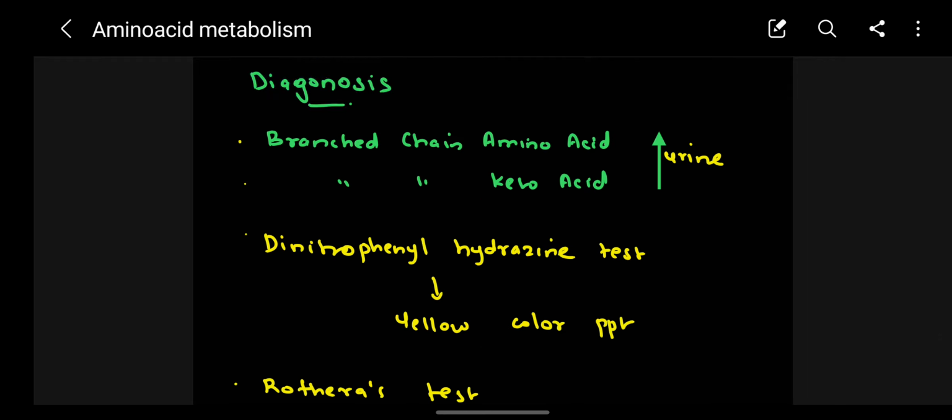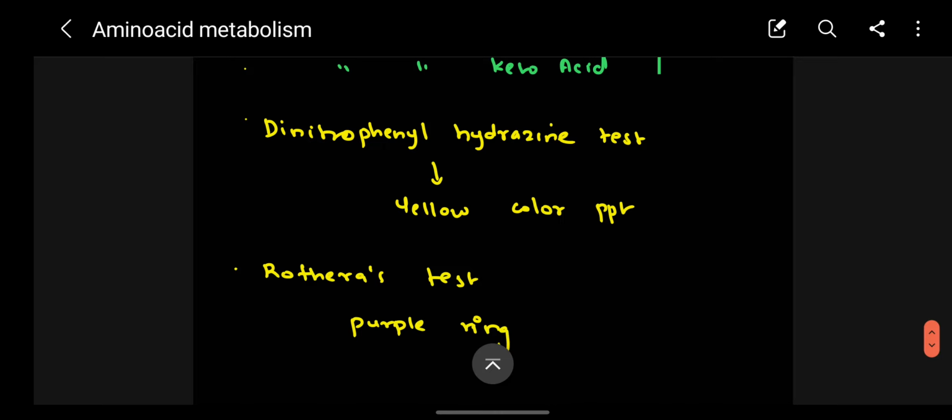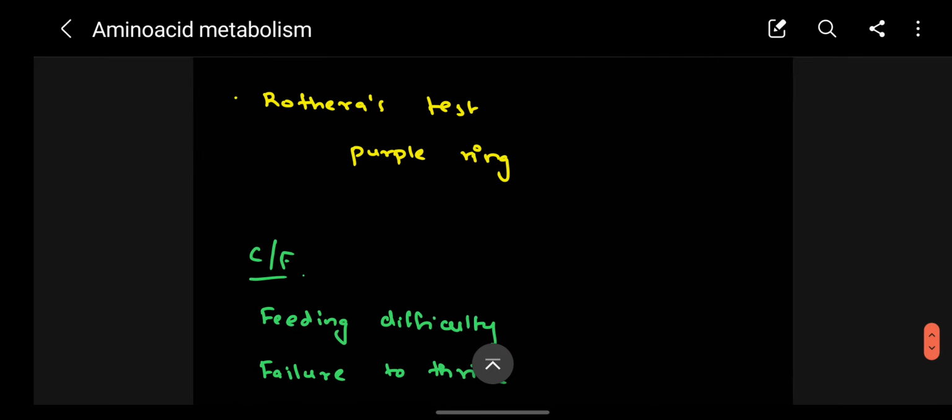So what is its diagnosis? We can see in urine there will be more branched chain amino acids and branched chain keto acids, and when we do a dinitrophenylhydrazine test, we will get a yellow colored precipitate. Now when we perform Rothera's test, there will be a purple ring.